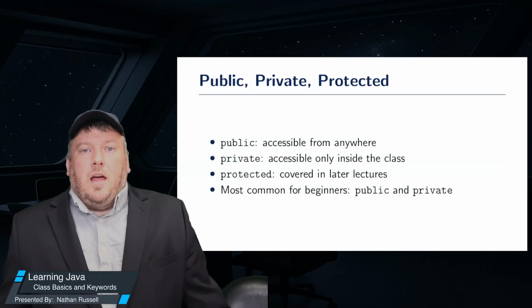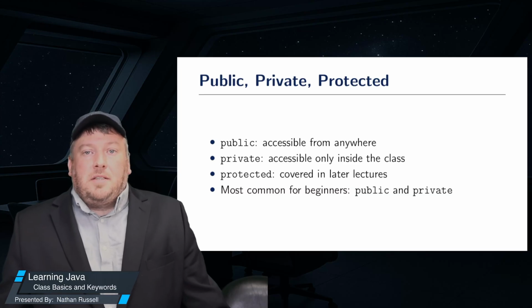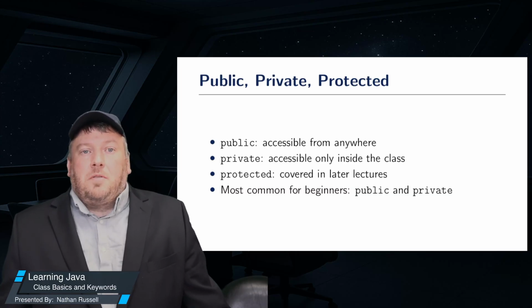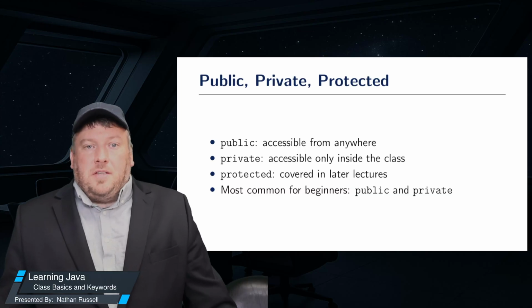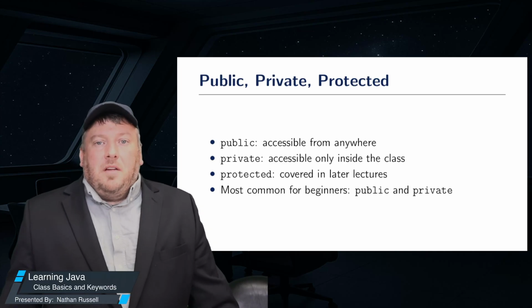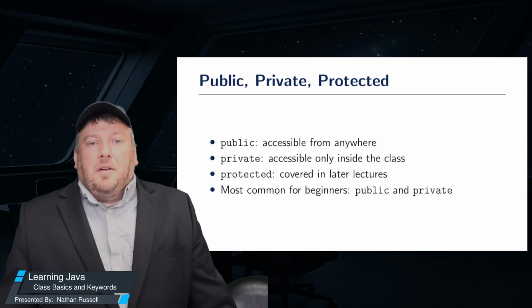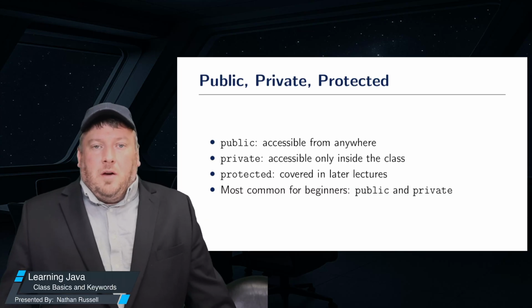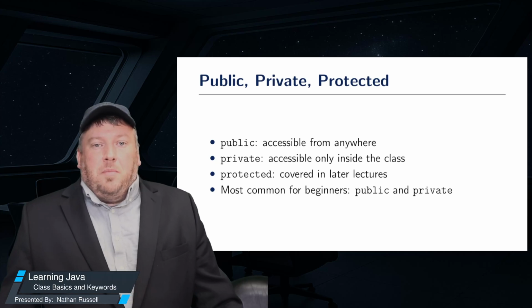Classes also have access modifiers. The modifier public means the class or one of its members can be used from anywhere. Private means the member can only be used inside the same class. Protected, we'll cover that later, but it basically means it can be used inside the same package or by subclasses. But like I said, we'll cover that in more detail when we cover subclasses. For now, students should focus on the difference between public and private access modifiers.